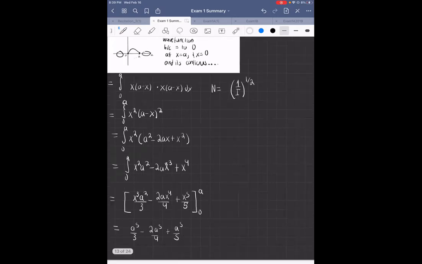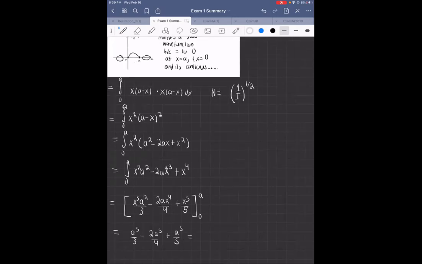So this will equal, this would just be 1/2. And this would just be negative a to the fifth over 6 plus a to the fifth over 5. And this would just equal, I believe, positive a to the fifth over 30.